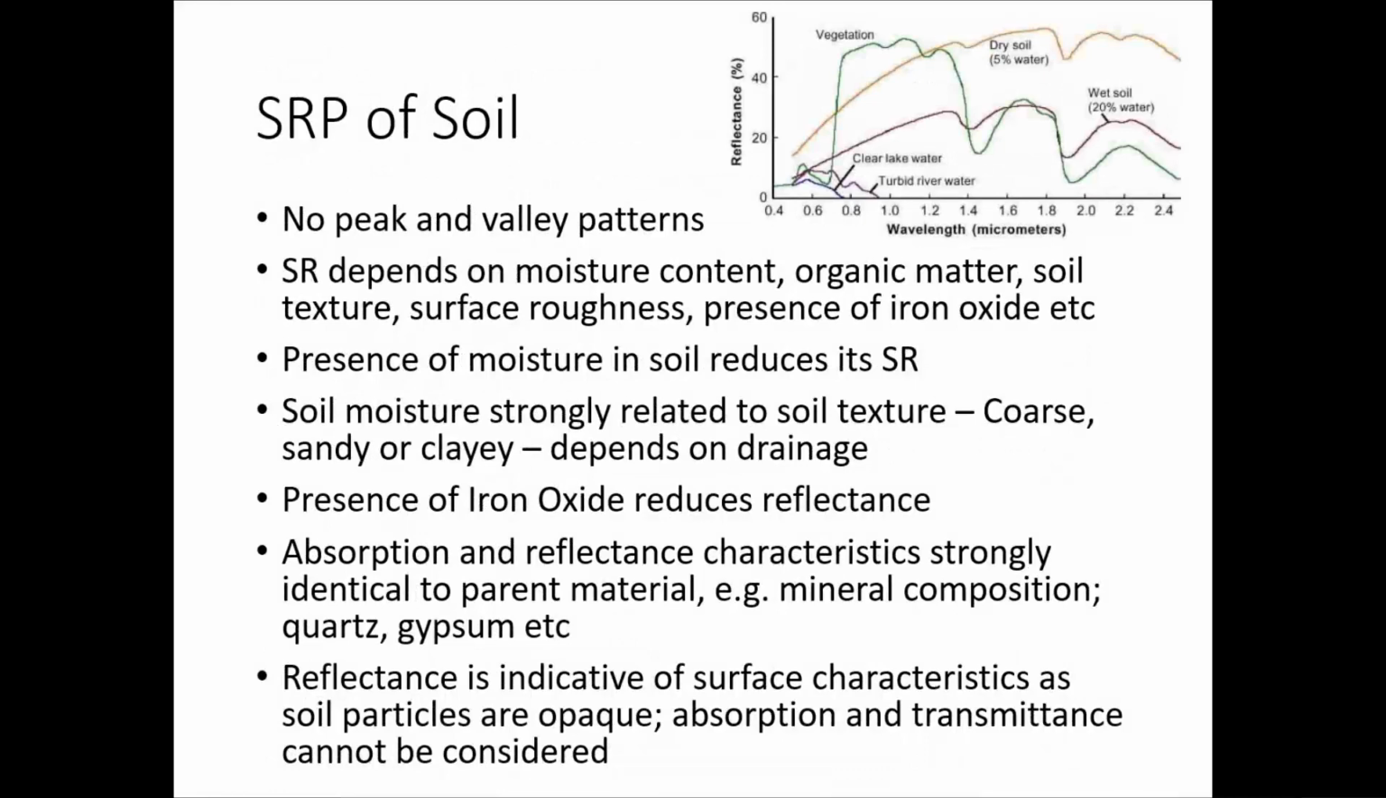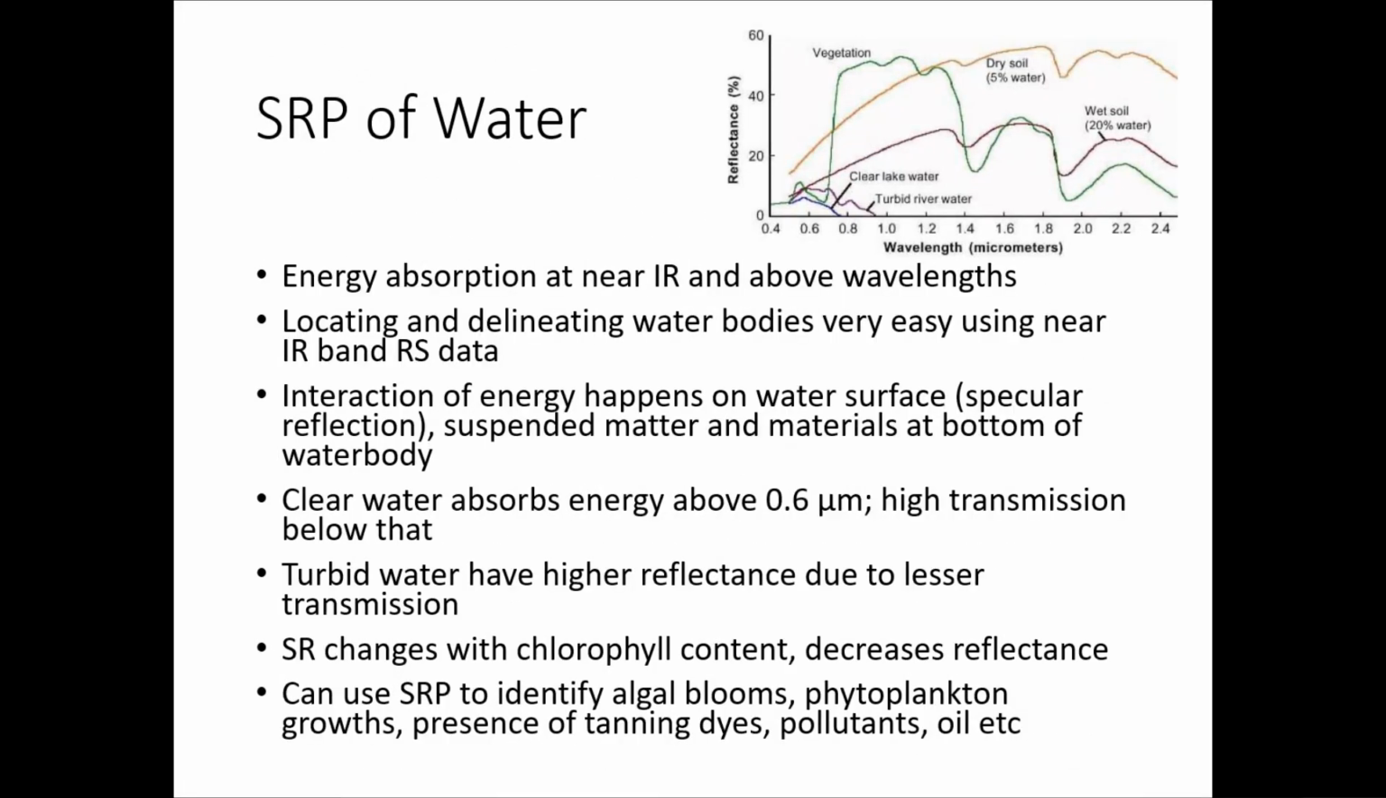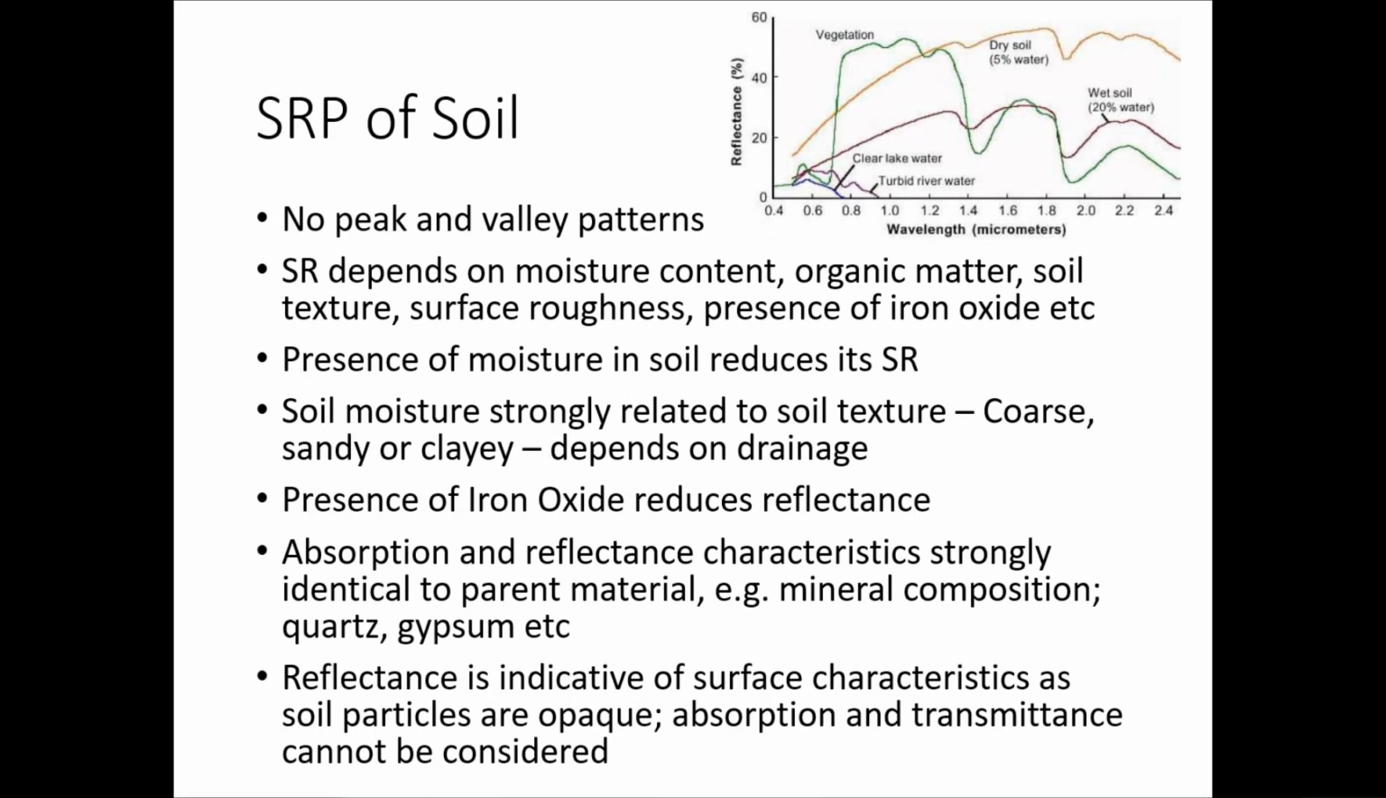Next, let's see the spectral reflectance pattern of soil. So here you can see dry soil and wet soil. On the top right image you can see dry soil and wet soil. Yes, so here again, let me start with wet soil. You can see similar dips in the spectral reflectance pattern of wet soil, about 1.4, 1.9, after 2.2, about 2.4. At these points, you can see a dip.